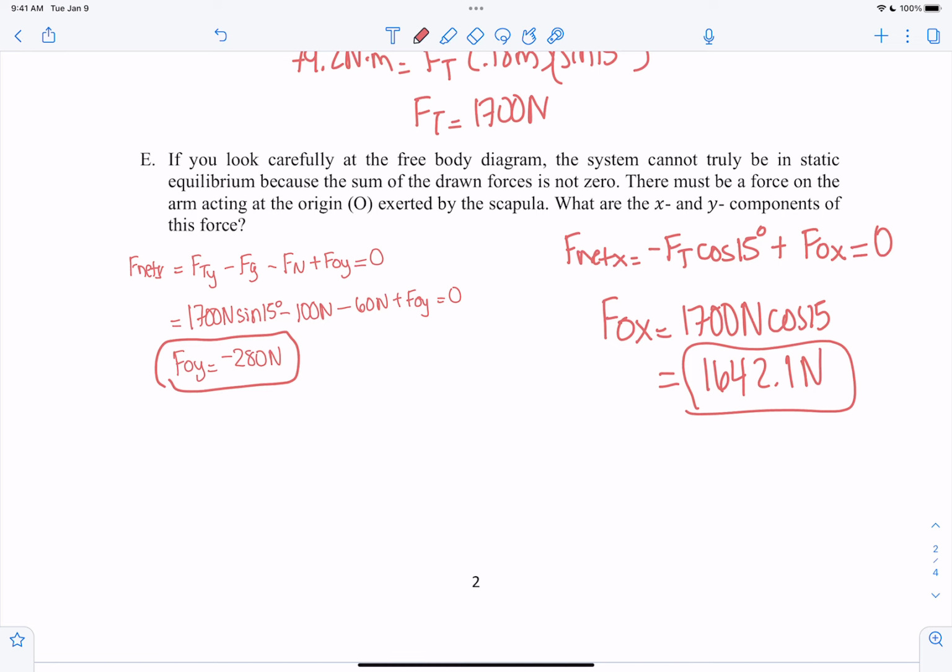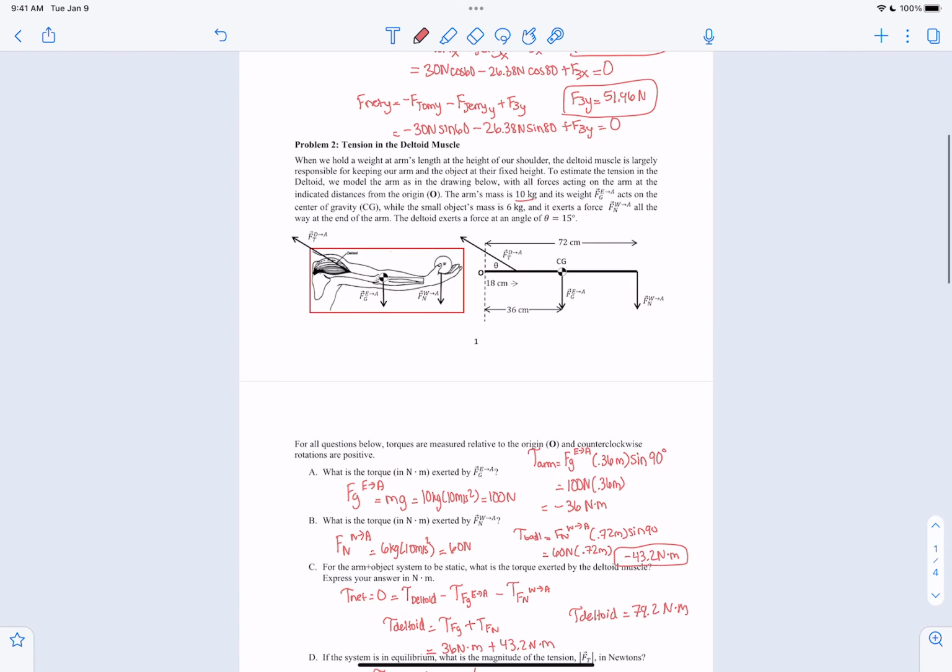Sound good so far? Any questions at all about problem 2?